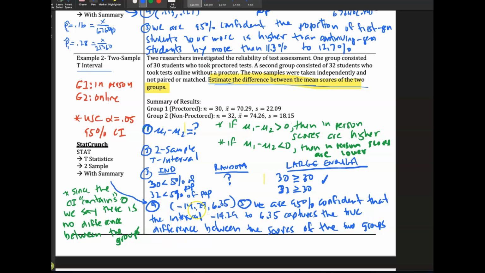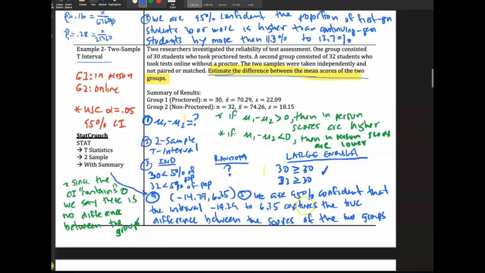And we're estimating between negative 14.29 and 6.35. It's a little confusing. I have a negative and a positive. What does that mean? We are 95% confident, right, that the interval from here to here captures the true difference between the scores of the two groups. So when I subtract the two groups, the difference is going to be somewhere between negative 14 and positive 6, which means, right, that either group potentially could have a higher value.